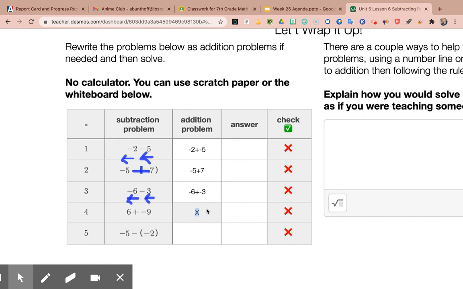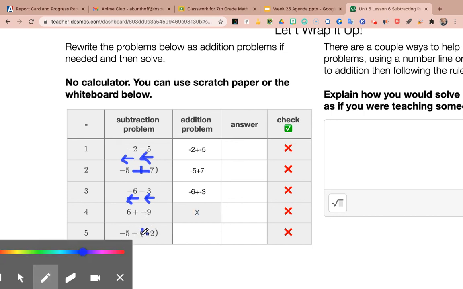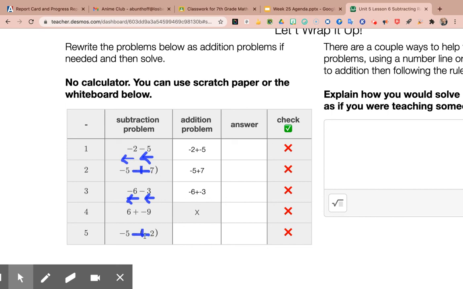This is already an addition problem, so it's already crossed off. And then subtracting a negative, those cancel out and make a plus. So I take away both of them. It takes 2 to make a plus. So I'm left with -5 plus 2. And then I'm going to answer them. So go ahead and type in your answers here. It will tell you if you're correct.